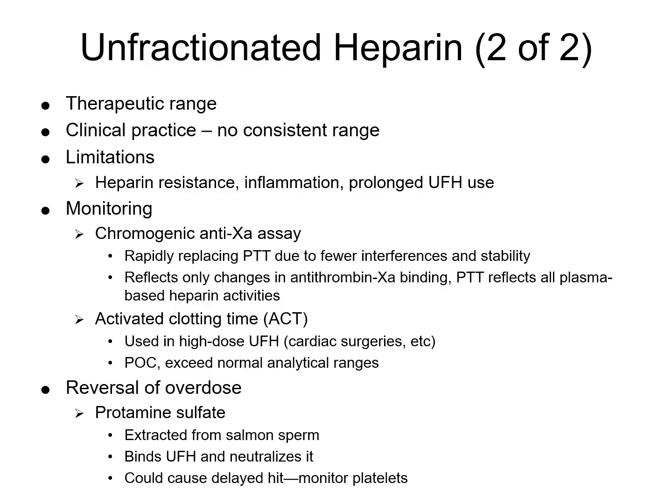For reversal of heparin overdose, we can use protamine sulfate. This is actually derived from salmon sperm. It binds to unfractionated heparin and neutralizes its anticoagulant effect. It's used in cases of heparin overdose or to reverse heparin during surgeries.